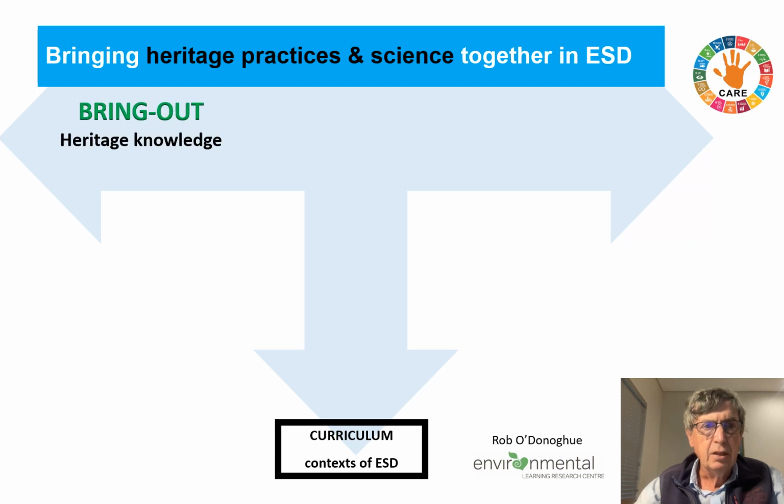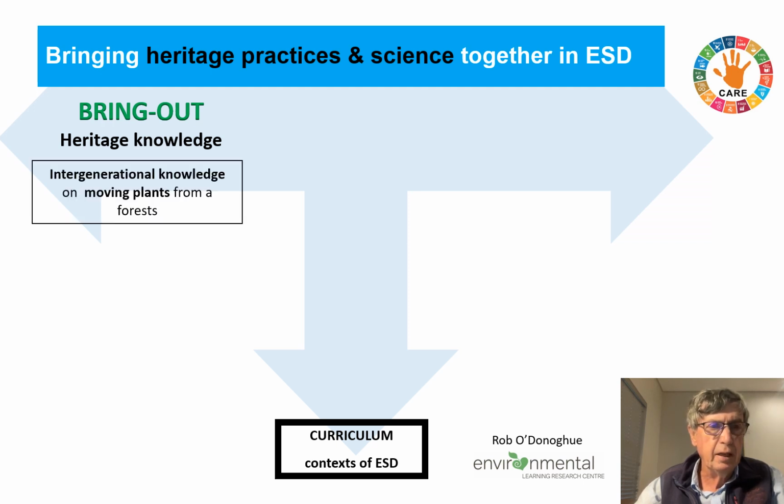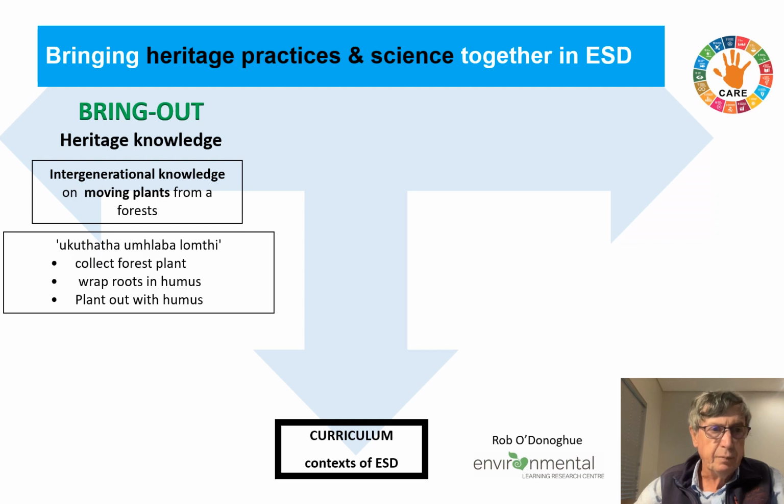process? So the first thing we found that we did that was very successful was to bring out heritage knowledge so that students were able to build a new respect for their heritage. And intergenerational knowledge on moving plants from a forest was a very good example. It was done by an Inyanga in the Eastern Cape.